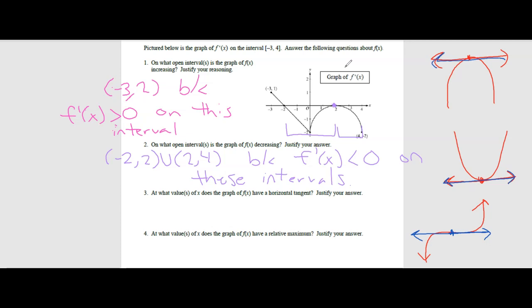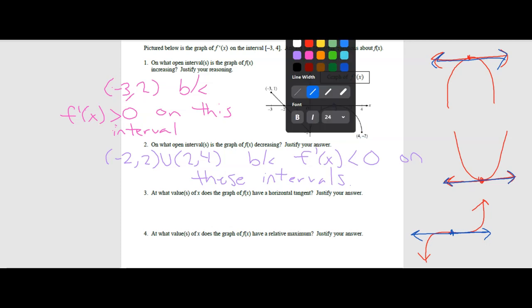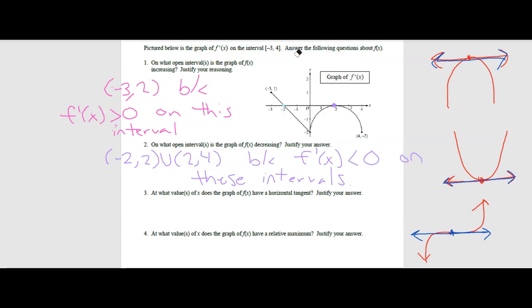the horizontal tangent means that the derivative is equal to 0 because the slope of the tangent line is equal to 0. So we're just going to go back up here, look at the graph, and figure out where it equals 0. And we can see that that occurs in two spots. X equals -2 and x equals 2, because f prime of x equals 0 at these x values.